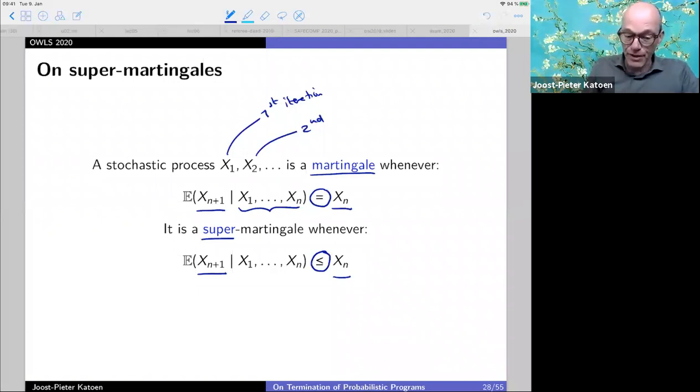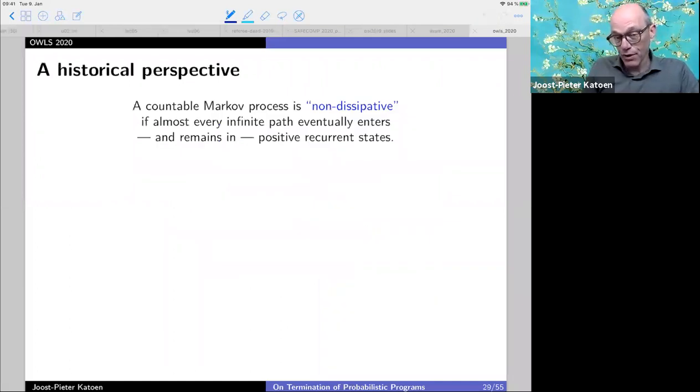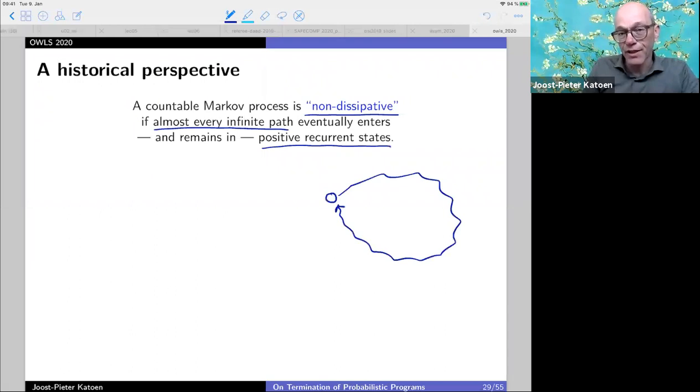And if you look a bit into history, then martingales and super martingales are used quite a lot. So I would like to mention just briefly a few results on Markov chains. One is a property called non-dissipativeness. This says a countable Markov process, so an infinitely countable Markov chain, has this property if almost every infinite path eventually enters what is called a positive recurrent state. What is a positive recurrent state? It's a state such that the expected number of steps to go back to that state is finite.